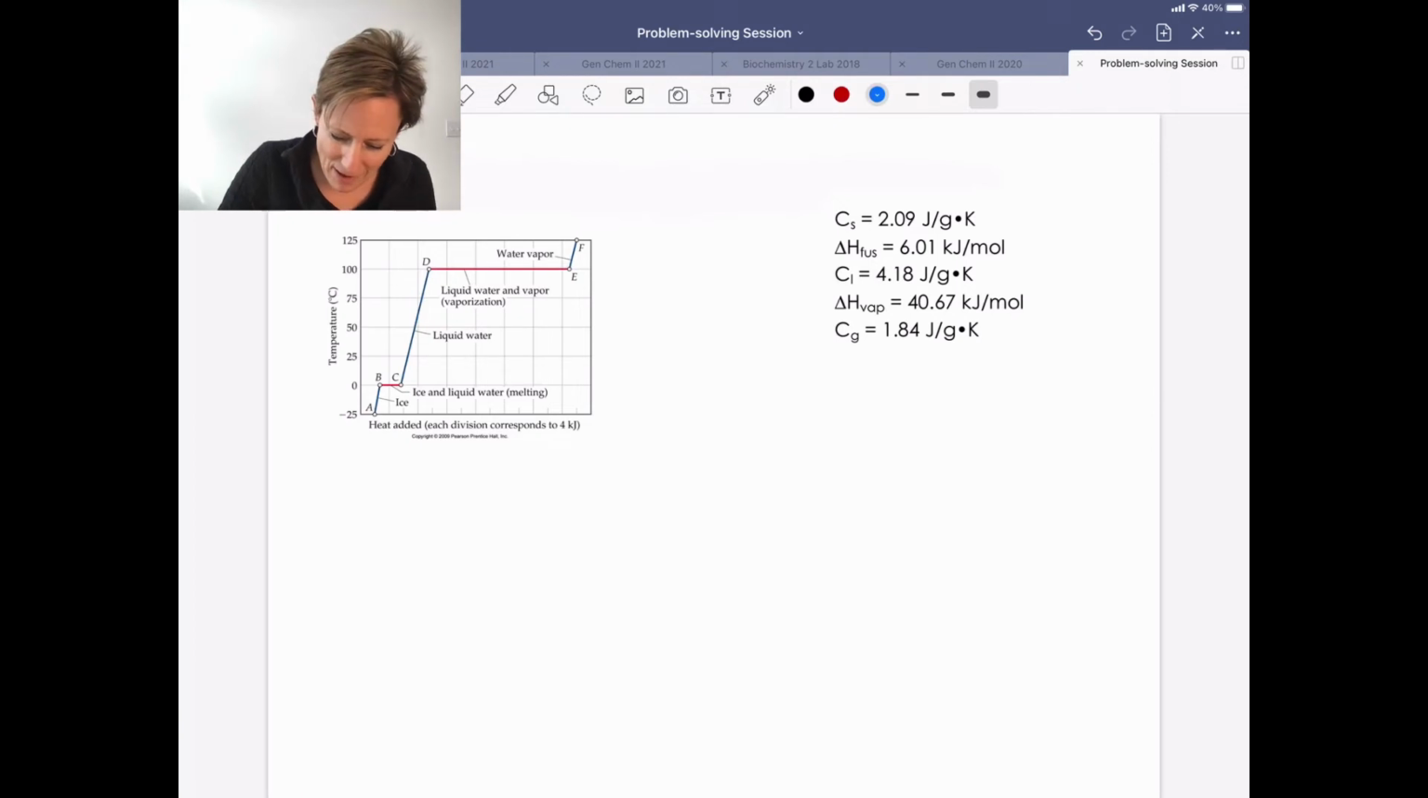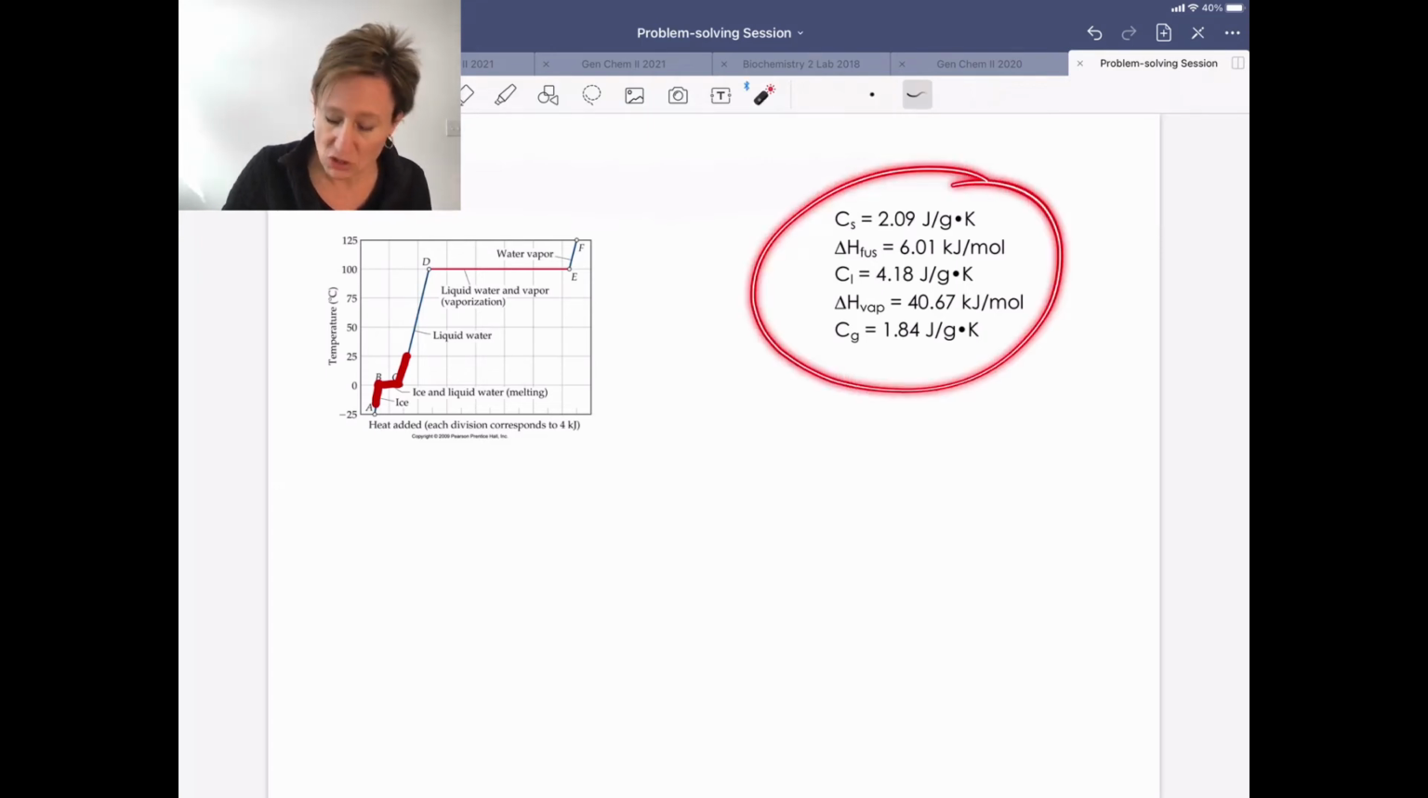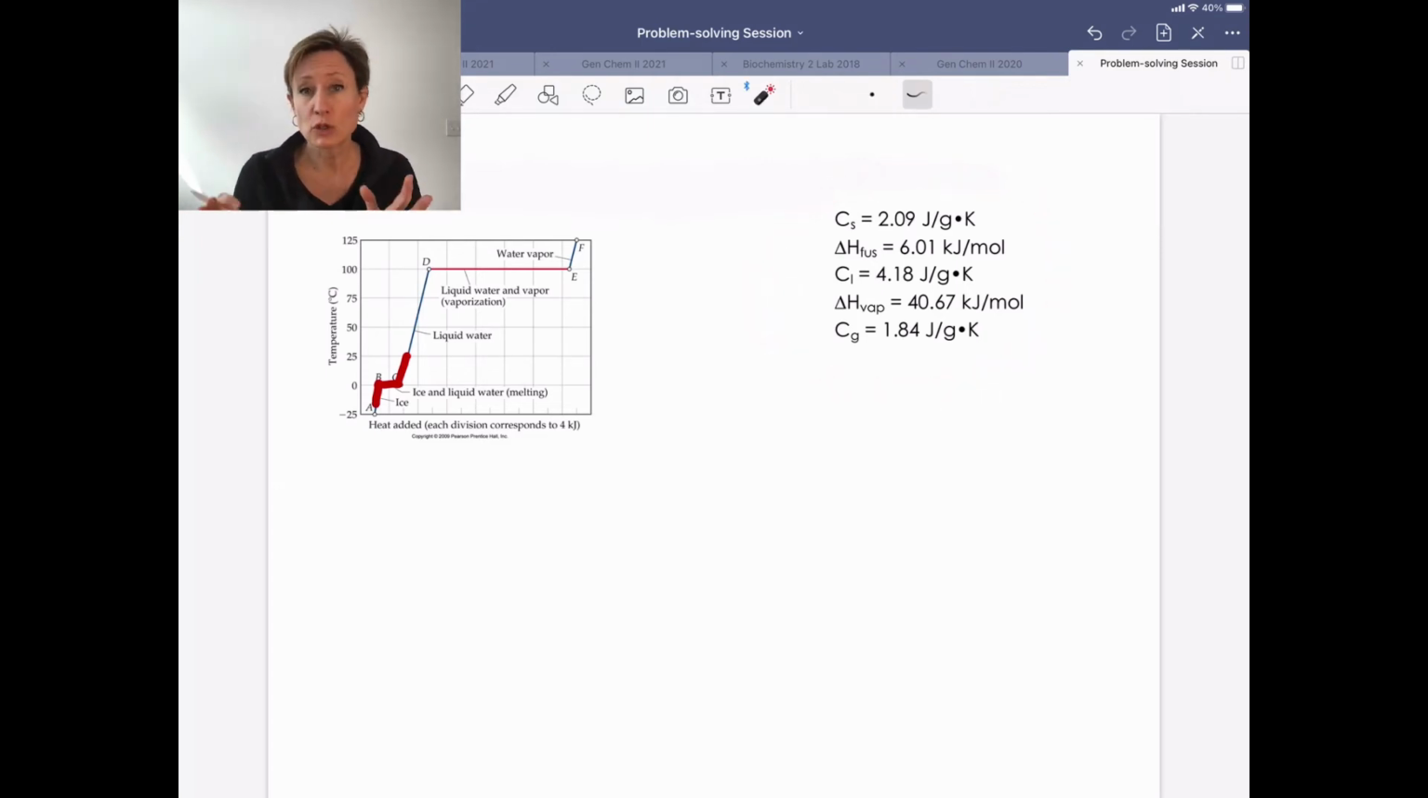So let's map on to this little picture here where we are going. We're going here to here, here to here, and then there to there. So we now need to match the pieces of information that we need. This is all constants, information that you'd be given. You're going to be given all of it. You just need to know what parts to use.